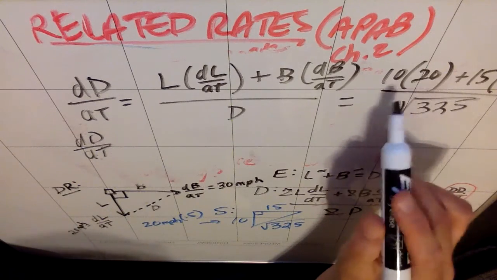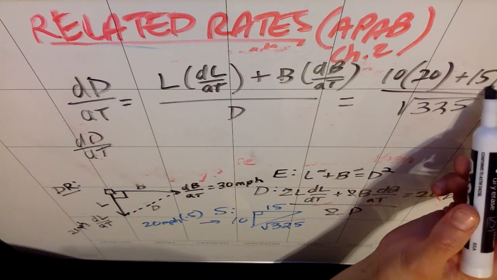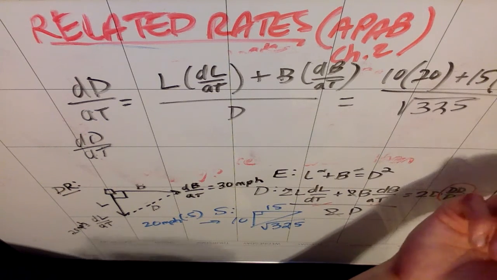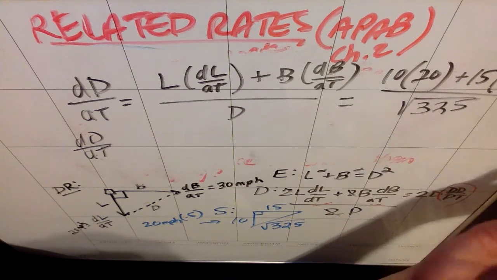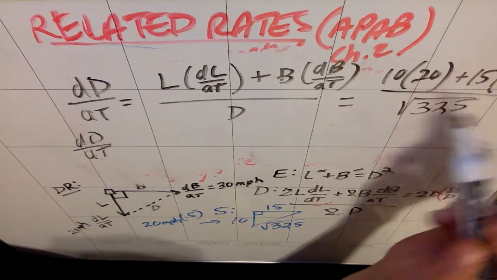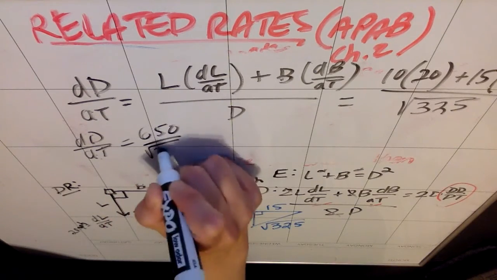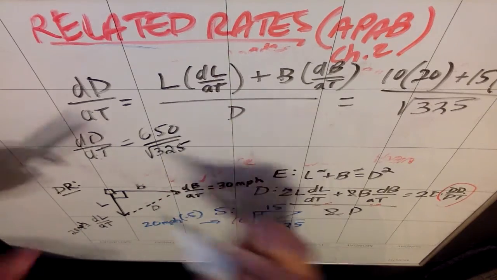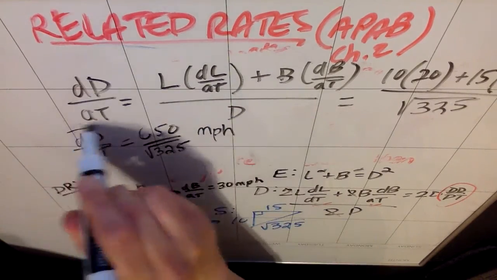So I get a 200, right, on the top. And then here, this is a 15 times a 15 times a 2, right? That's what 15 times 30 is. Or you could have done 15 times 3, which is 45, and then tacked on a 0. Either way, this is a 450, this is a 200, so you end up with a 650 over root 325. And D is measured in miles, right? And time is measured in hours, so I can just say miles per hour.